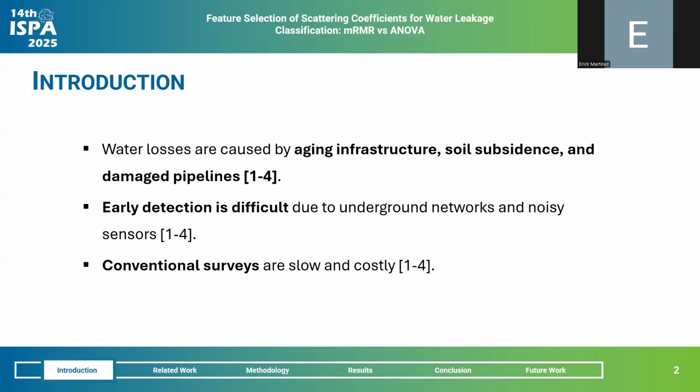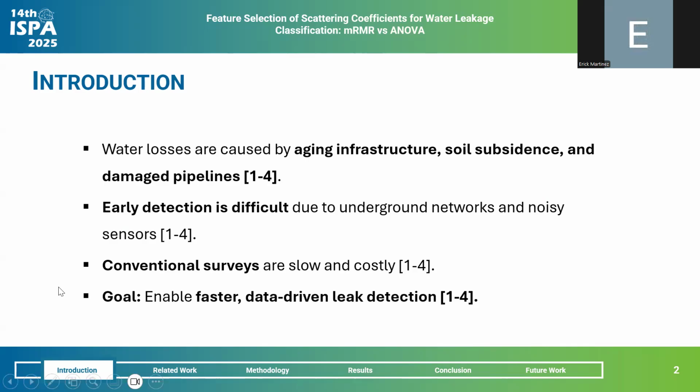Furthermore, the traditional way in which we can monitor the state of the pipeline is by using surveys. Nevertheless, they are costly and slow. And so the goal here is to enable faster and also data-driven leakage detection methods that allow us to detect these water leakages automatically.